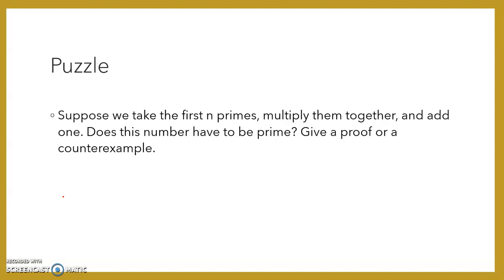Suppose we take first n prime numbers. So n means however many prime numbers you want to take, you just take those prime numbers. If you want to take first 10 prime numbers, you can multiply them all together, and after multiplication, whatever result you get, add 1 to that. After adding, whatever number you get, first of all check whether that number is a prime number or not, and if it is a prime number, give a counter proof or proof with one example, right?